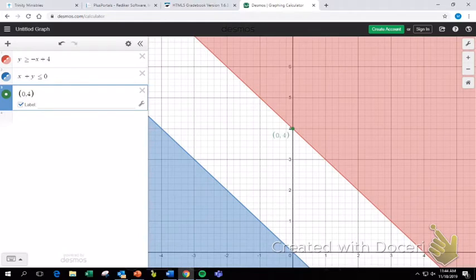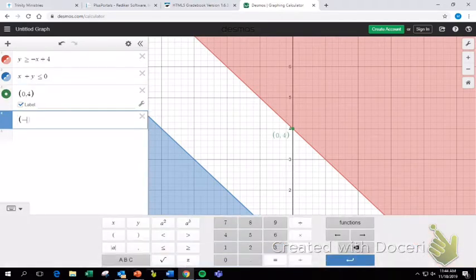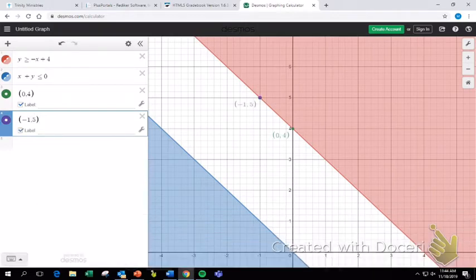All right. So if I move up from 0, 4, what is the next exact point that I hit? Negative 1, 5. All right. So we type in negative 1, 5. We label it. All right. And then if we go down from that 0, 4, what's the next exact point that we hit?